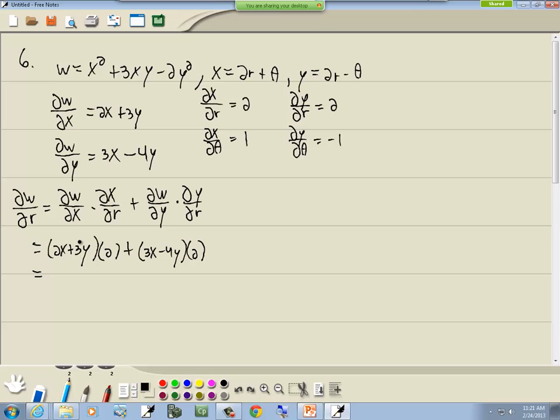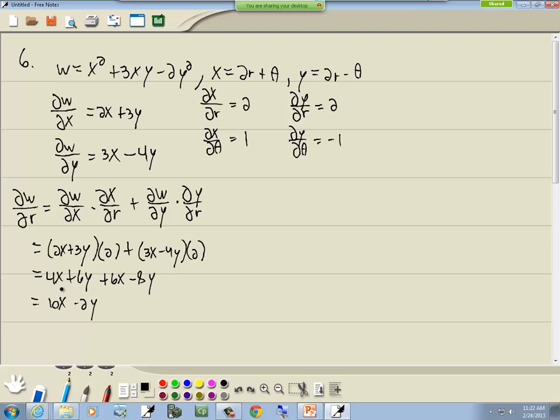Well, we can simplify this a little bit. Double check my work here. Okay. 2x times 2 is 4x. 2 times 3y gives us 6y. 2 times 3x is 6x. And 2 times negative 4y is negative 8y. Which gives us 10x minus 2y.